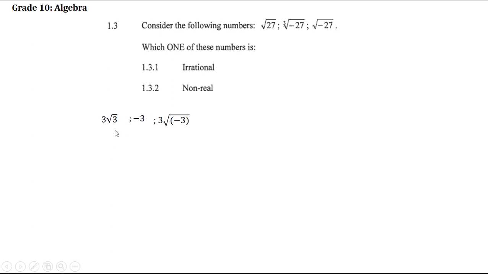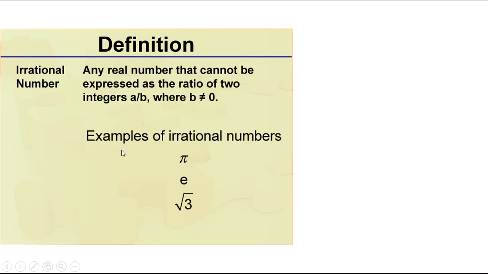In order for you to identify which one is irrational, you need to understand the definition of an irrational. An irrational is the opposite of rational in a way. Definition: any real number that cannot be expressed as the ratio of two integers. What are integers? Integers are a combination of negative numbers and whole numbers, including 0. Right? Okay.